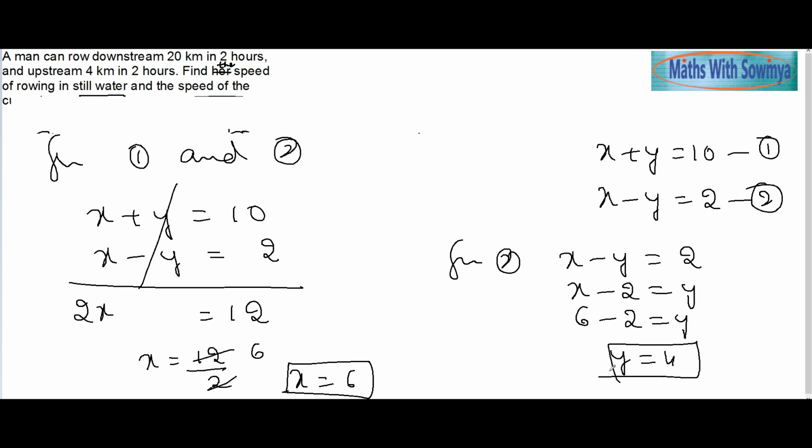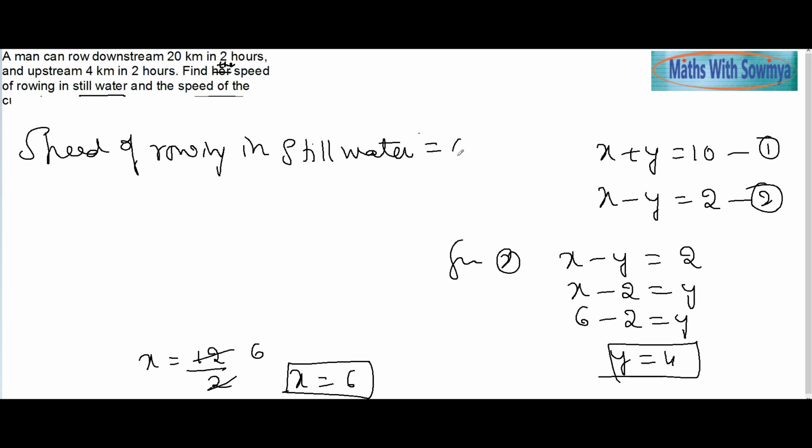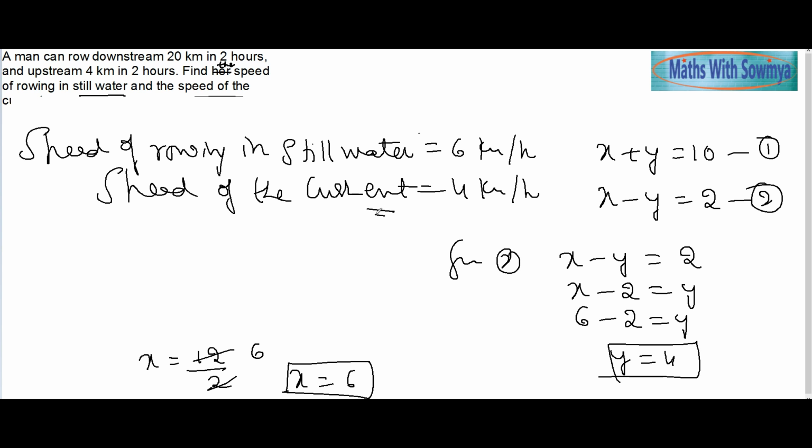What are these? They are kilometer per hour because we are talking about the speed here. Please don't leave the answer like this. In the board exam, you are required to conclude your answer. So therefore, please say that the speed of rowing in still water, which is x, is 6 kilometer per hour, and the speed of the current, which is y, is 4 kilometer per hour. Please write the answer like this.